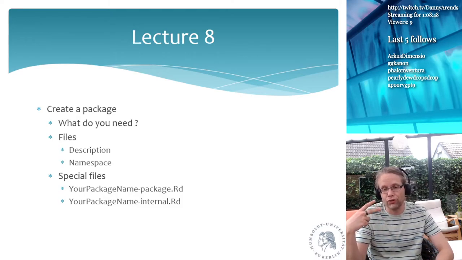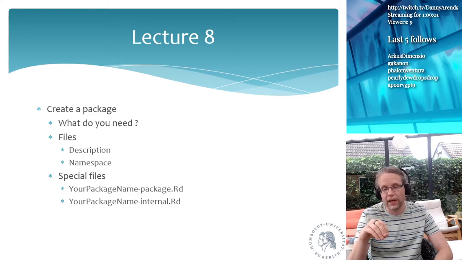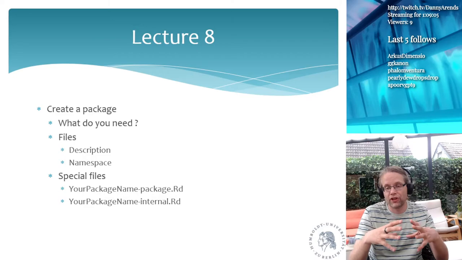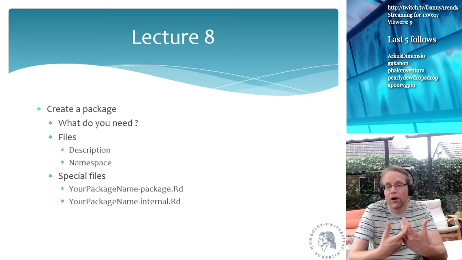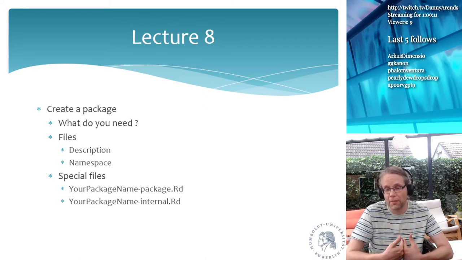Know that there are two required files. You have to have a DESCRIPTION file describing your package. Right? What is the name? Which version are you using? And who are you? Who's the author? And you have the NAMESPACE. And the namespace file is the file which tells R which functions are exported by my package. So which functions is my package offering to the user?